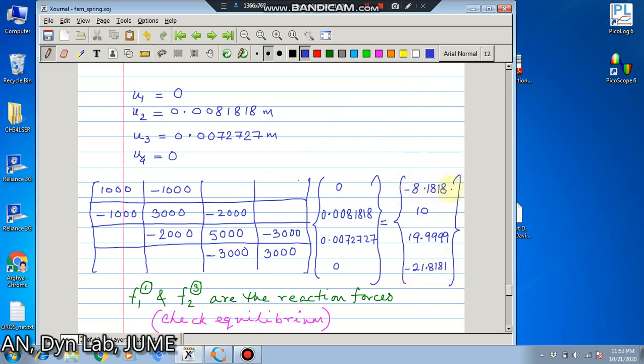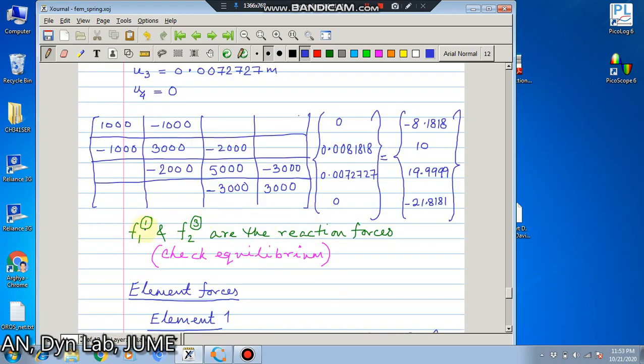So these are the reaction forces acting on the system from the supports, and these are automatically coming as the external forces. So this is a check that you have got your displacements correct. Otherwise these two would have matched. So F1 1 and F2 3 are the reaction forces, and also you can see that the total external force must be equal to the total reaction force and the direction should be opposite. So 10 plus 20 is 30, and if you add this and this, you get also minus 30.